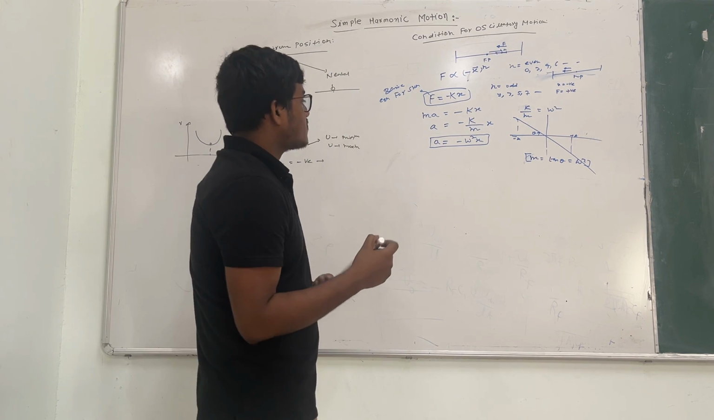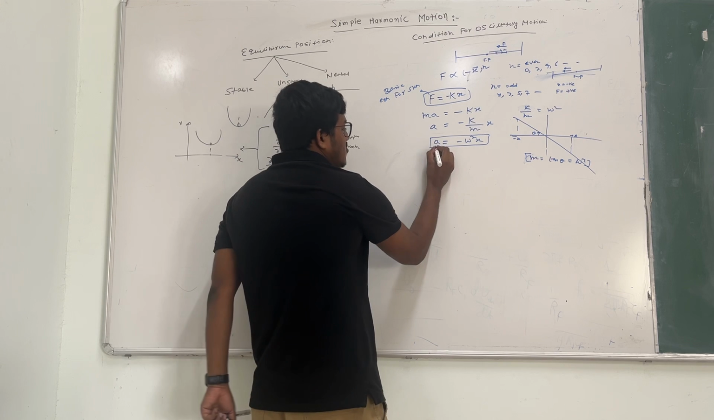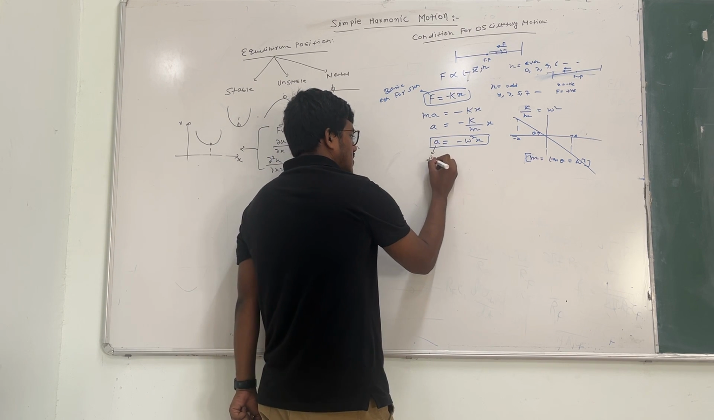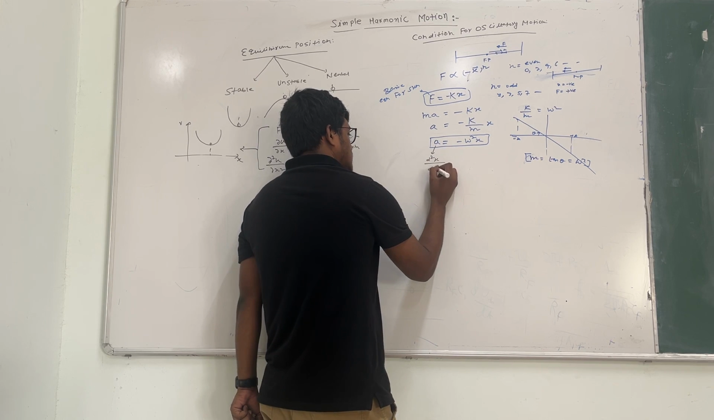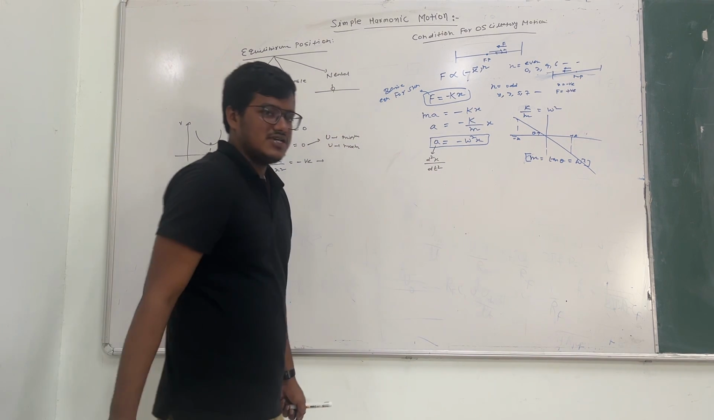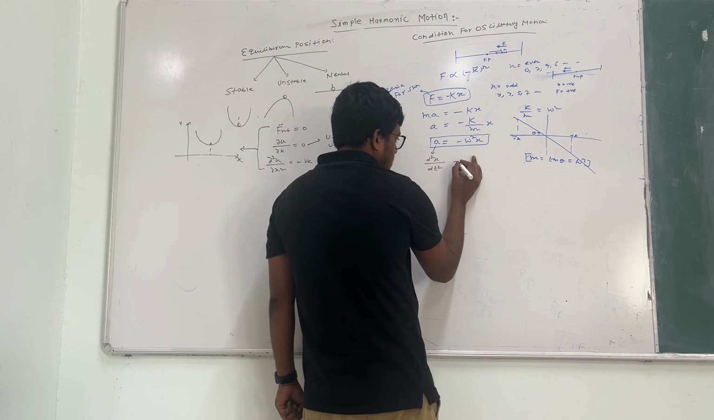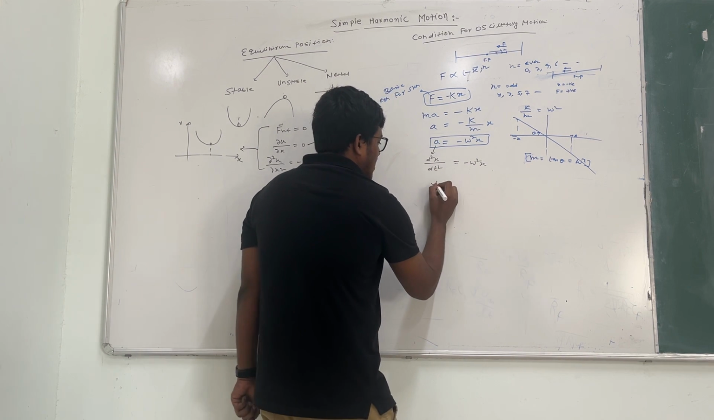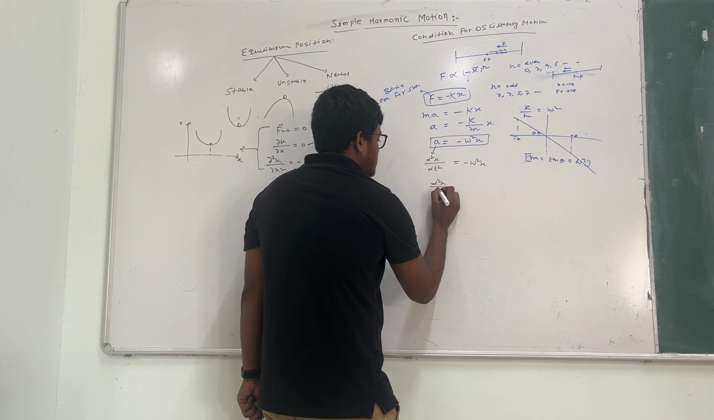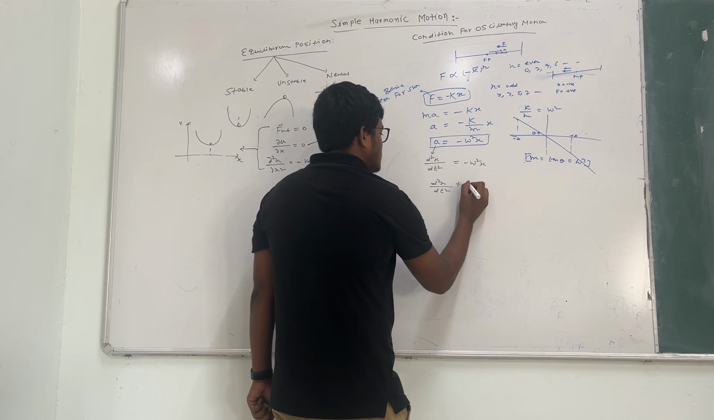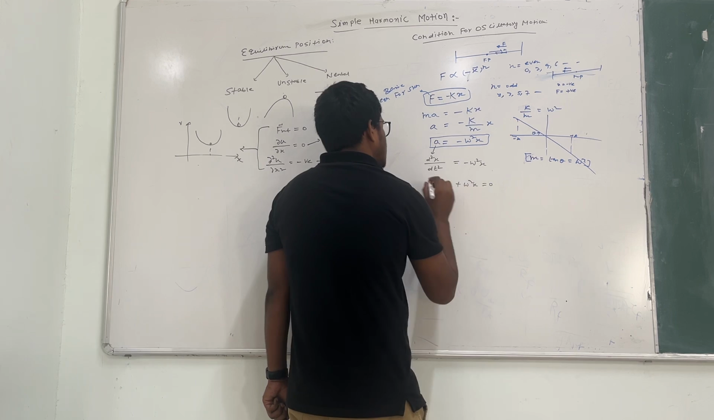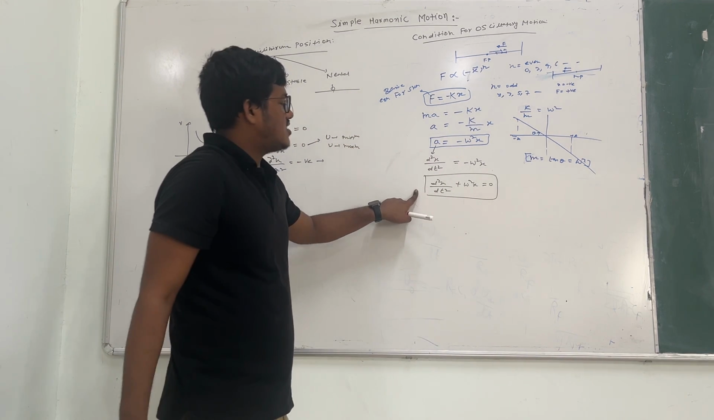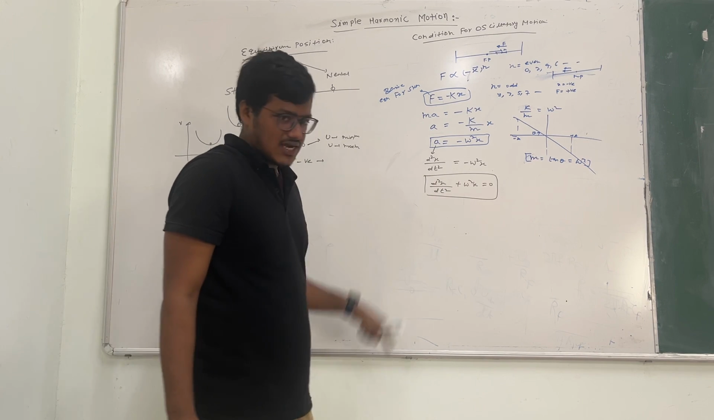This acceleration we can write as d2x upon dt square. So if I write this acceleration as d2x upon dt square, this is equal to minus omega square x. So we can also write d2x upon dt square plus omega square x, and this is equal to 0. This is basically the fundamental equation of simple harmonic motion, and it is a differential equation of second order.